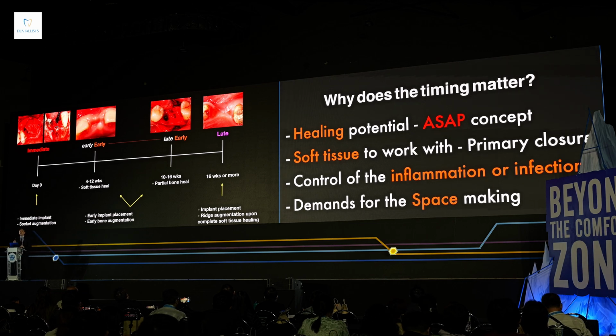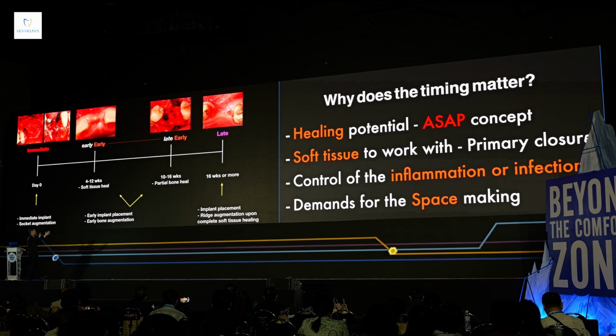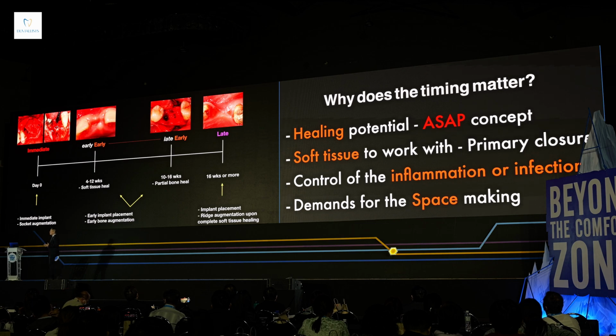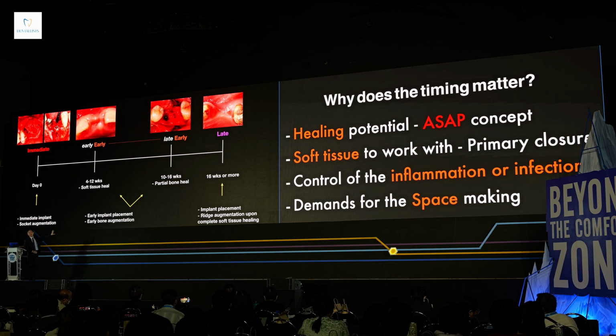And the late early means that there's partial bone healing, and it should be after 10 to 12 weeks, so I put it at 10 to 16 weeks. In this period of time, we can do the early implant placement, or I call it another way, early bone augmentation. I've been using this protocol for a long time, and there's a publication I just submitted, which will be published either this year or next year, regarding vertical ridge augmentation with an early bone augmentation protocol. So this is how I take advantage of the healing.